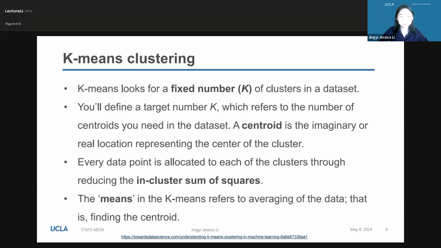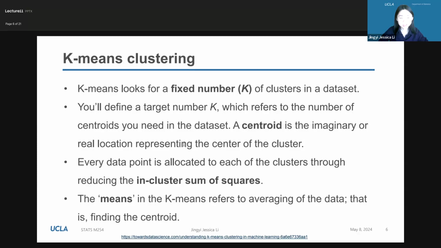So I want to do a survey here. How many of you have heard about or used K-means clustering before? Okay, a few hands. A total of about 10 people gave a positive response, which is good, already close to half of the class here.